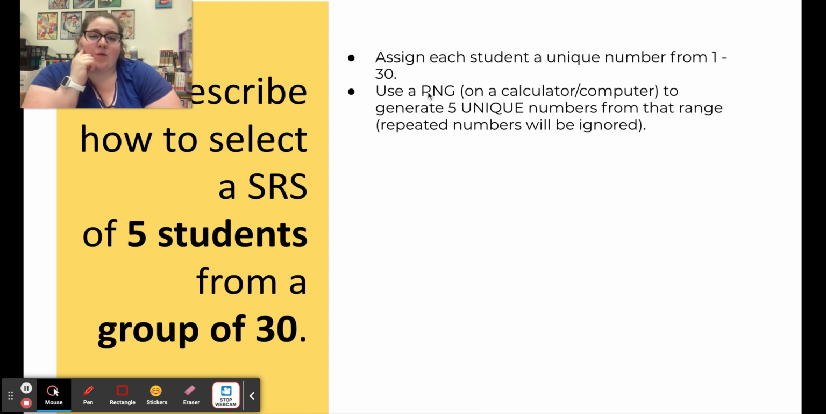So I like to say use a random number generator. And I put in here in parentheses on a calculator or computer. You wouldn't necessarily need to put that part when you're writing your description. Right, we know where they are, but you can. So use a random number generator to generate 5 unique numbers from that range. And then I said repeated numbers will be ignored.